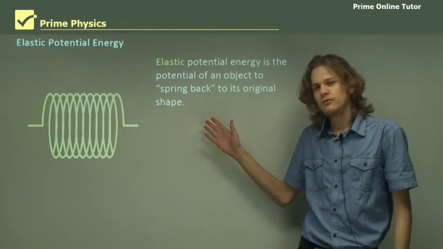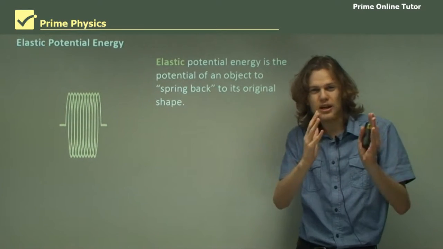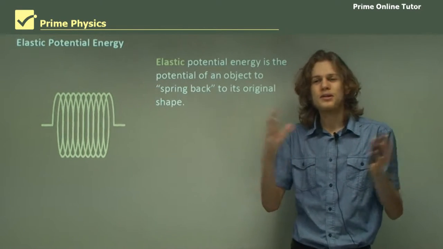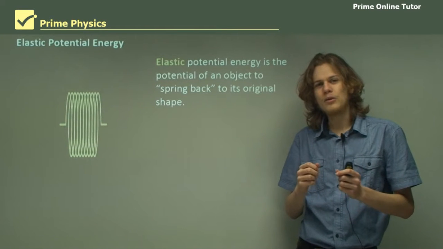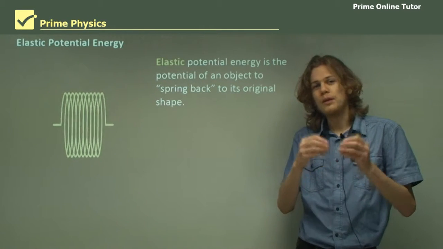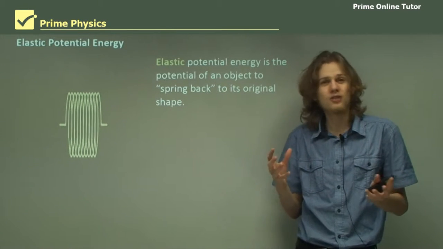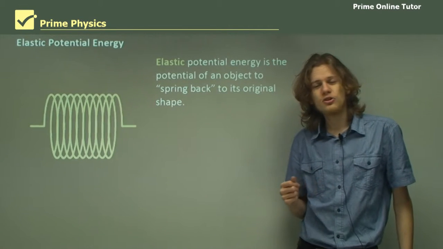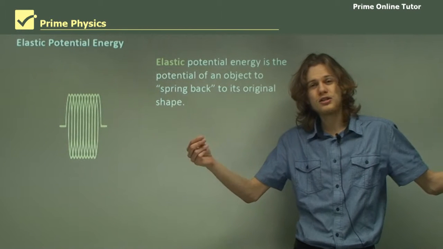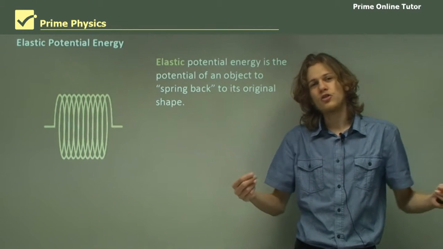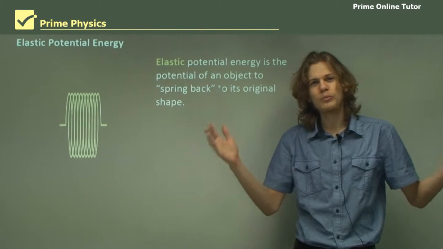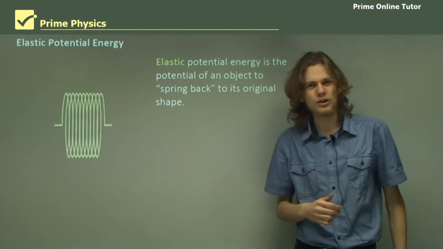So for a spring, for example, if we push it together, then we're giving it potential energy. And when we were to let go, that potential energy would turn into kinetic energy and it would spring back into the shape that it started in. It turns out we can do the same thing if we start off by stretching the spring. Once again, the potential energy that we'll give it will be able to make it snap back into its original shape.